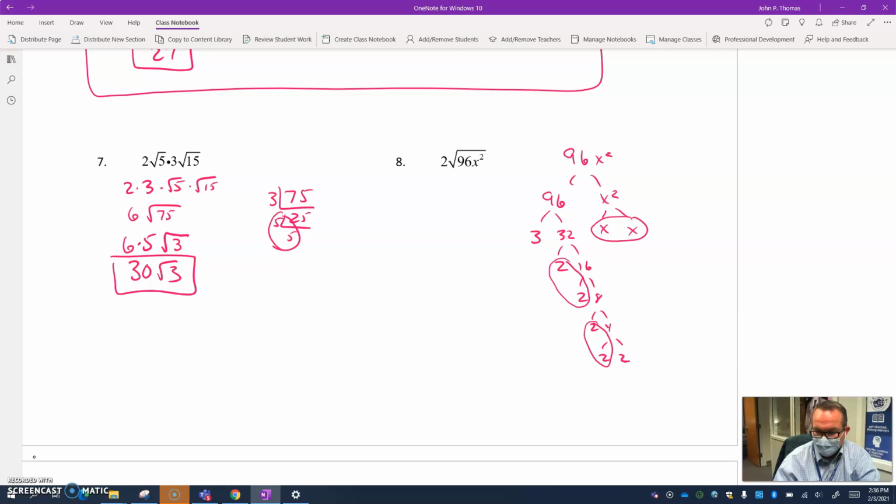So I can bring a 2 out from the first pair, so that piece is dealt with. I can bring a 2 out from the next pair, that piece is dealt with. I can bring an x out from the pair of x's, that piece is dealt with. And then I have this lone 3 and 2 that are still hanging out there. So 3 times 2 is 6, and that's going to be stuck inside. Now I clean it up a little bit. 2 times 2 is 4, so I have 4x on the outside, root 6 on the inside.